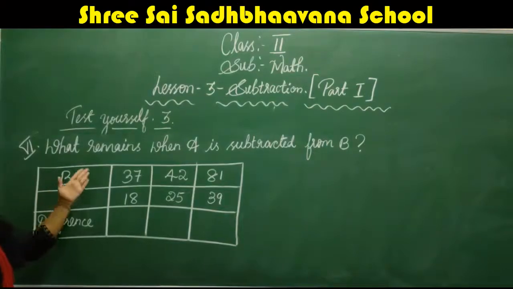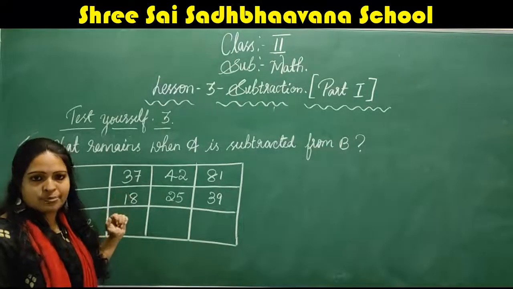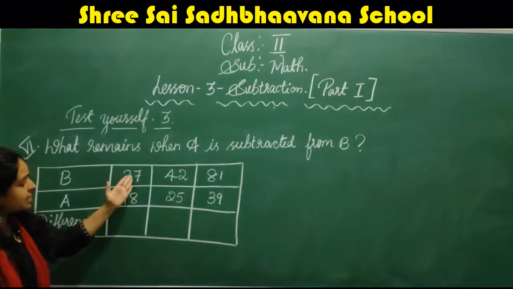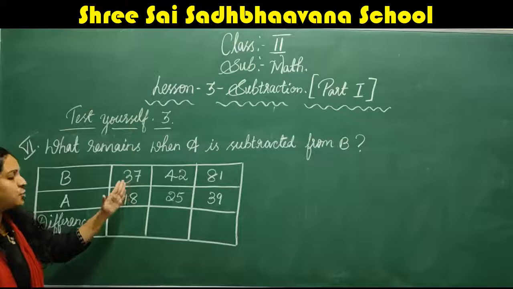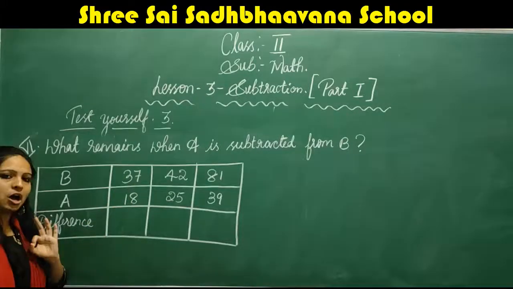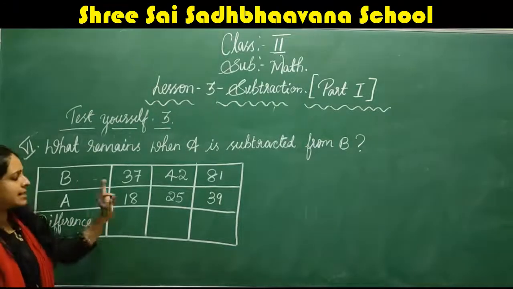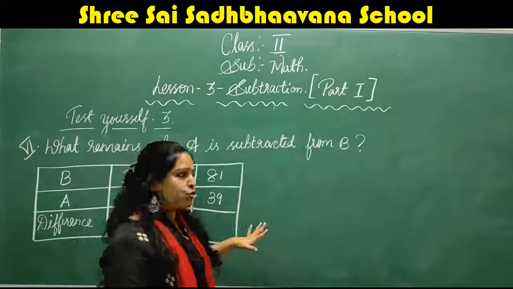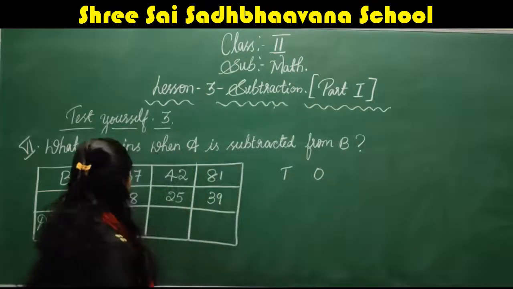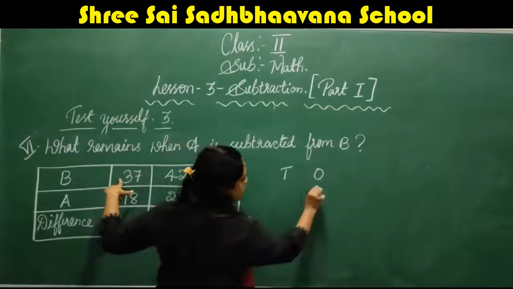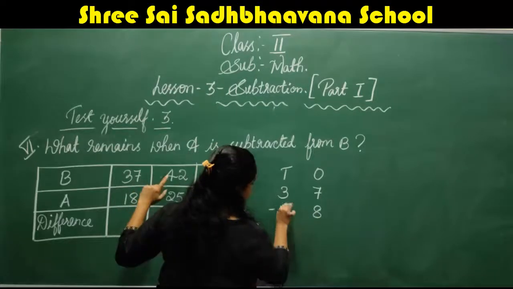By looking at it itself you can make out this is nothing but subtraction with borrowing. Why? Because you see the number which is up is 7 and down you got 8. Means from 7 you cannot minus 8. What do you have to do? You have to borrow. So this is nothing but subtraction with borrowing. So let me work it out here and show you. First let us write the place value, tens and ones. Let me write the number 37 minus 18.